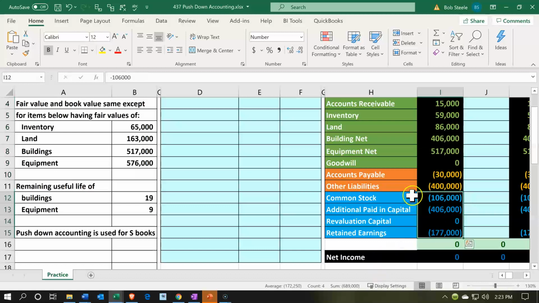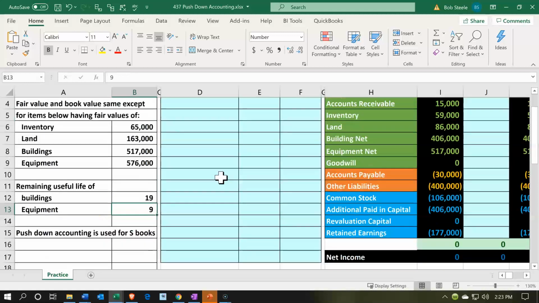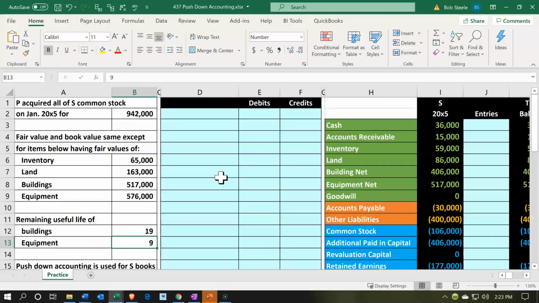However, some of these items we need to revalue. So we're going to revalue some of these items at the point of purchase to the numbers over here, and compare that to basically the purchase price. Then the remaining useful life is going to be 19 years for the building and 9 years for the equipment. And then we're going to be using pushdown accounting for S's books. So what's going to happen here?